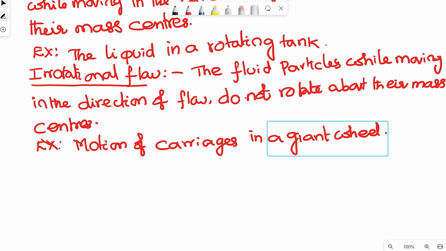So that's what I'm telling. The fluid particles do not rotate about their mass centers when they are moving along the flow. The flow is in a circular path, but the particles do not rotate about their mass centers. That is exactly the giant wheel example. Each carriage is suspended at the top from the periphery of the wheel, and as the wheel revolves, the carriages always maintain the vertical position while moving along the circular path. The carriage does not rotate about the CG, also with respect to an observer standing nearby. So this is what we call irrotational flow.